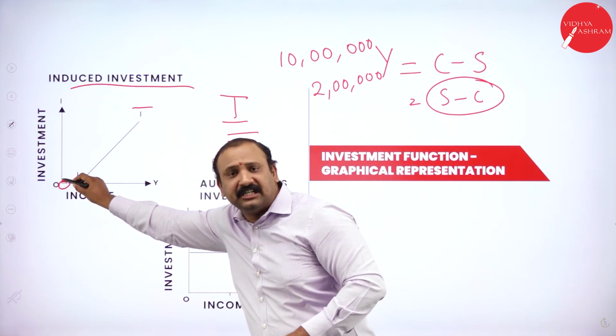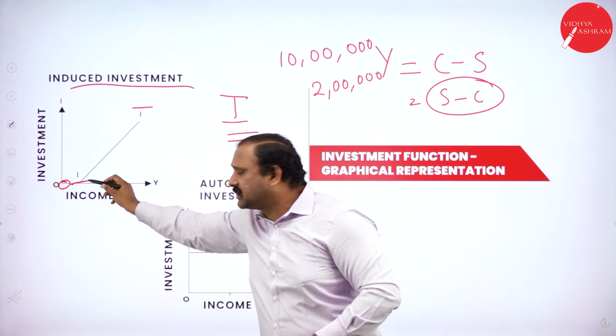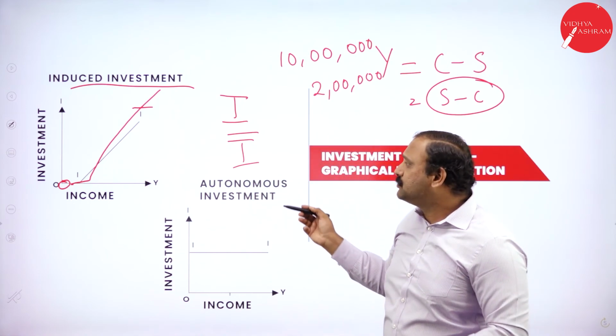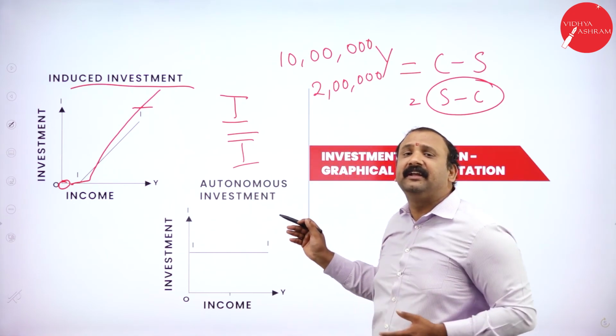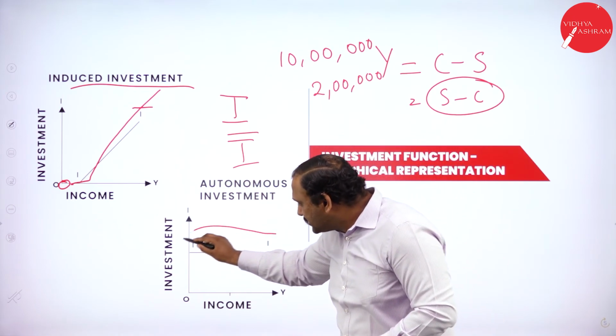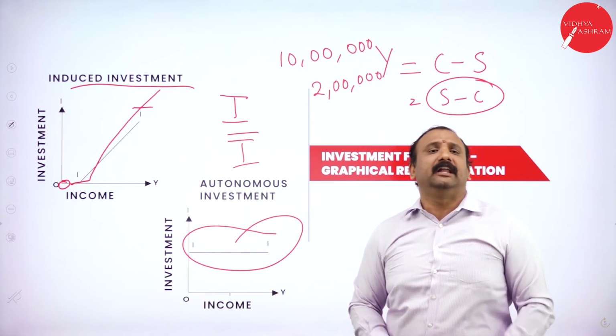Initially it will be at zero. You will not start with any investment. Slowly you start investing and it goes up all the way. So that is where you will start understanding that induced investment. Now autonomous investment is again the same kind of factor. By default, automatically you are doing it.